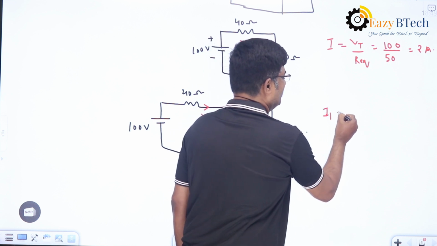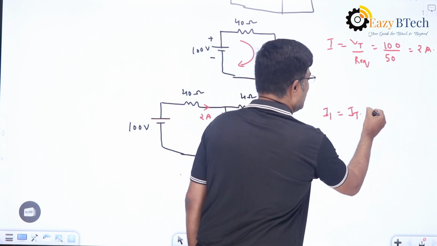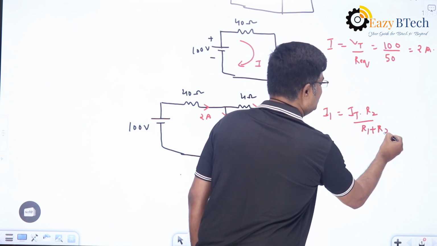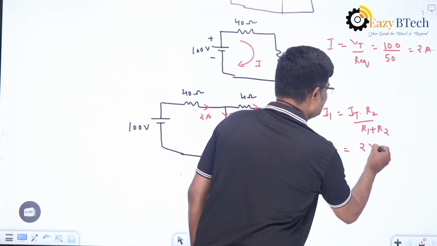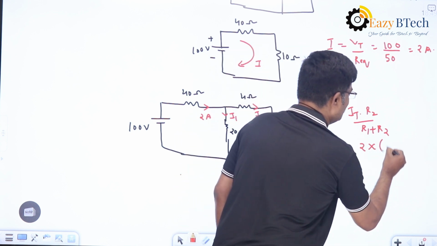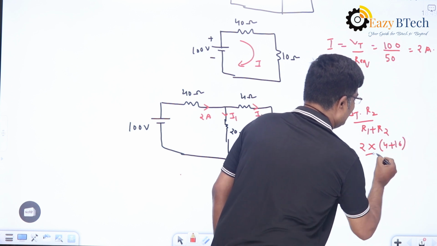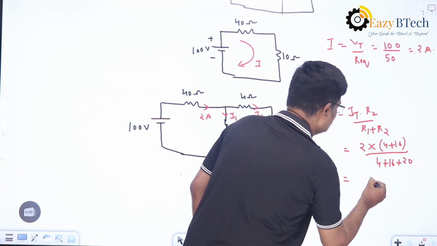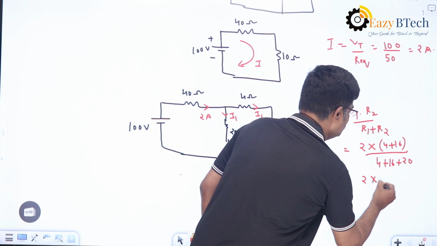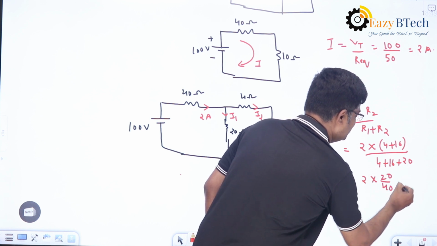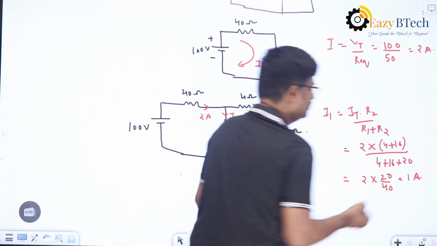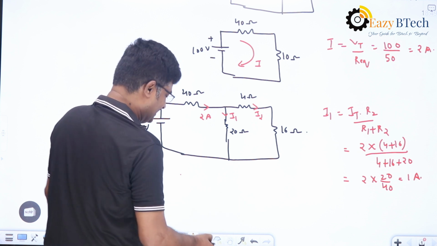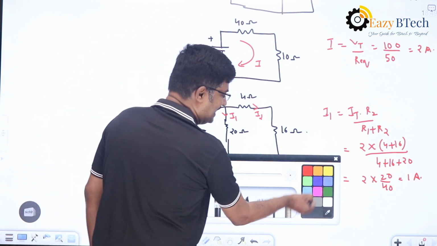So I1 is equal to total current into opposite resistance, which is R2 by R1 plus R2. In this case, it is 2 amperes into the opposite resistance, 4 plus 16, divided by 4 plus 16 plus 20, which is equal to 2 into 20 divided by 40, which is equal to 1 ampere. So the current in the 20 ohm when we have 100 volts is 1 ampere.